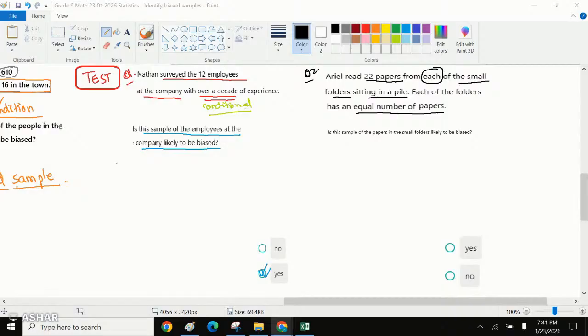No, because the selection doesn't have a specification. There is no condition in it, right? It's not specifying that from this pile we would read 22 pages, from this pile we'll read 20 pages. There's no condition over here. Whenever we do not have any condition relating to our selection, and we are asked, is the sample of the papers in the small folders likely to be biased, we say, no, it's likely not biased.